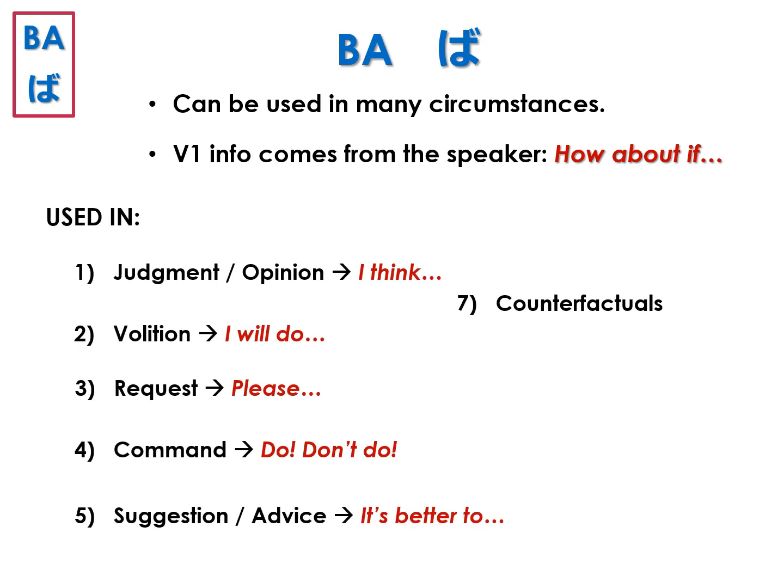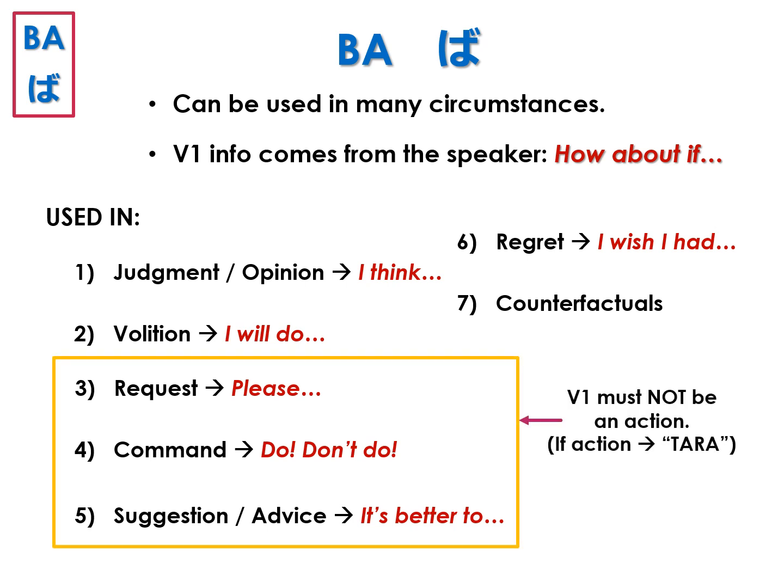There are so many overlaps with the tara conjugation, such as giving judgments or opinions, making volitions, requests, commands, suggestions, advice, and counterfactuals. What is new with ba is that it can also be used to express regret. I wish I had nantoka nantoka. Also, unlike tara, it is more restricted when you use it to make requests, commands, suggestions, and advice. The verb in the subordinate if, when clause must not be an active action. If it is an action, you need to use tara or nara.